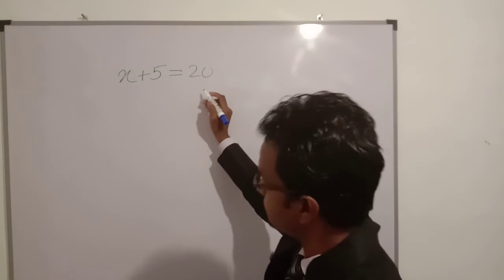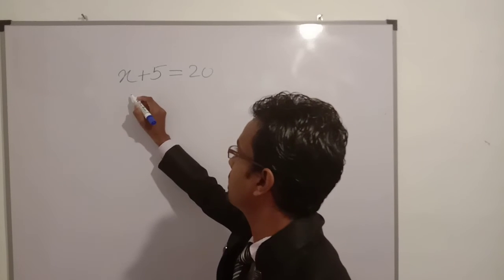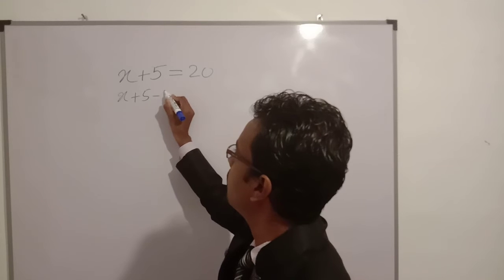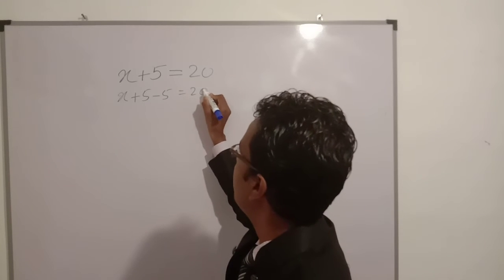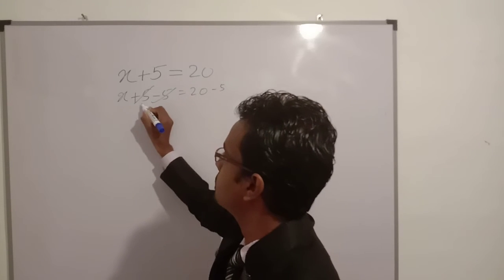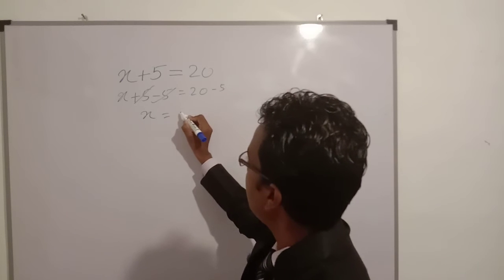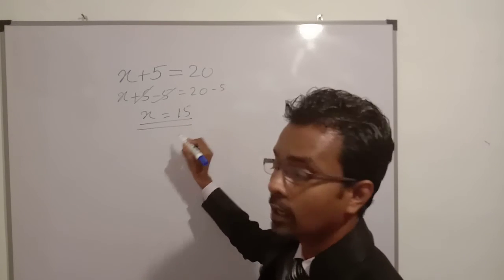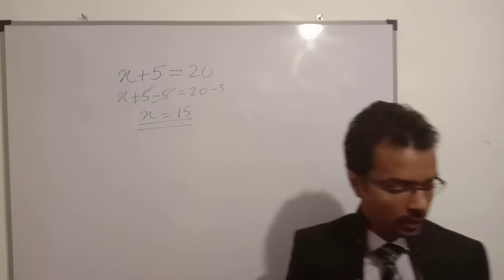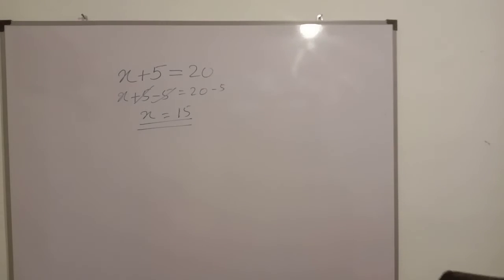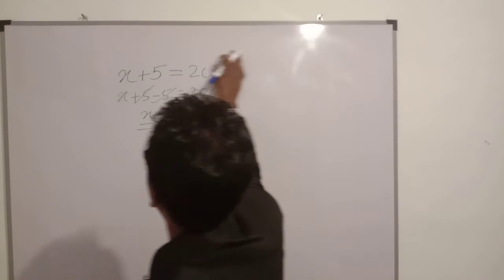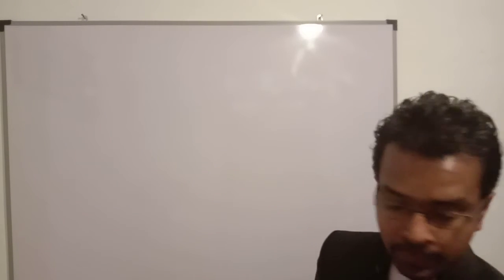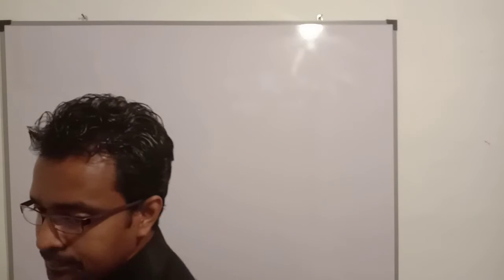Now let's solve this simple equation to get that unknown number. X plus 5, the opposite value is minus 5. Add the same value to the other side. Plus 5 minus 5 cancel out. X is equal to 15. This is the unknown number. This is the way, right? We can construct a simple equation like this. Another one, let's see.